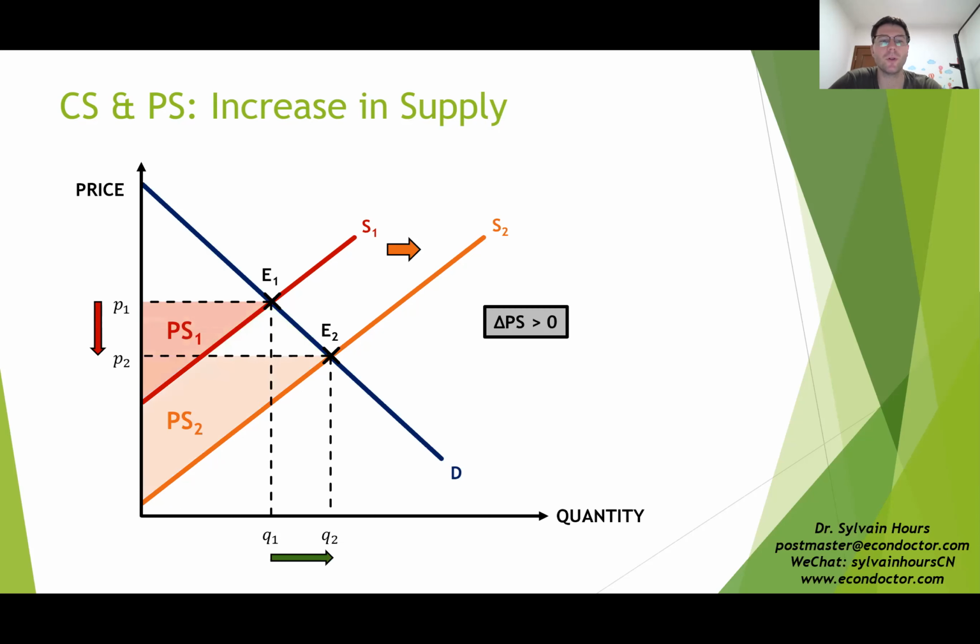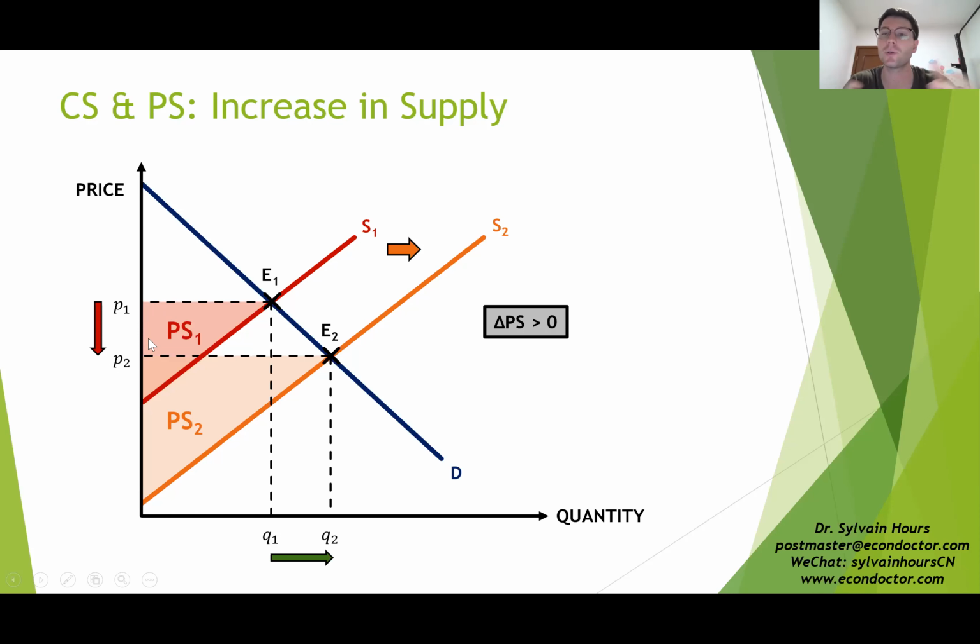Producer surplus will always increase. Again, this might be a bit tricky because you say, yes, we produce more, so that's good, but the price is lower, so this is bad. But again, the idea here is that the decrease in the supply reservation price, so this vertical distance, is always larger than the decrease in price from P1 to P2, and you can see that very clearly.